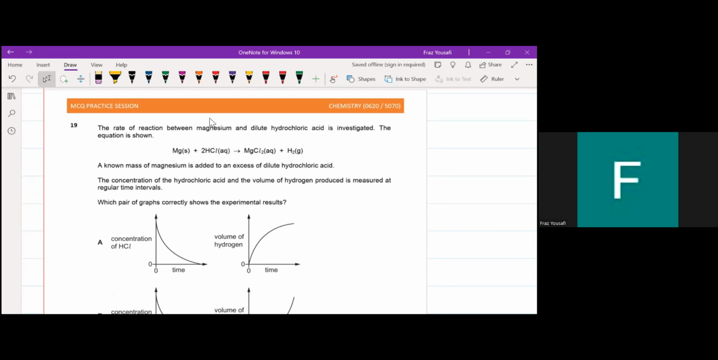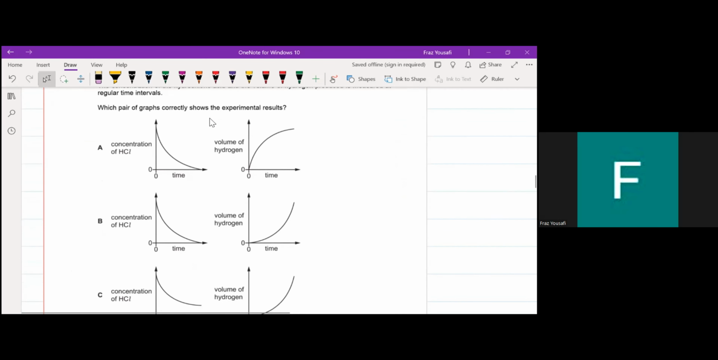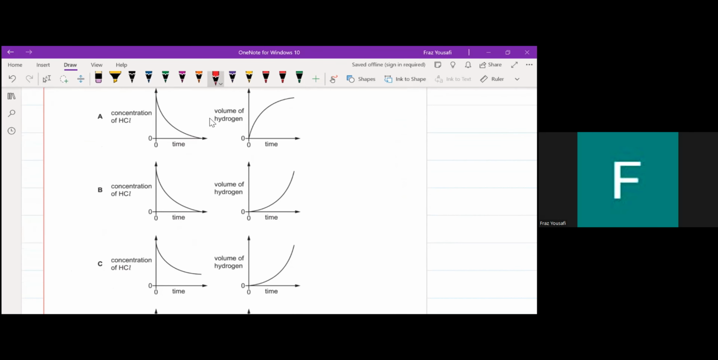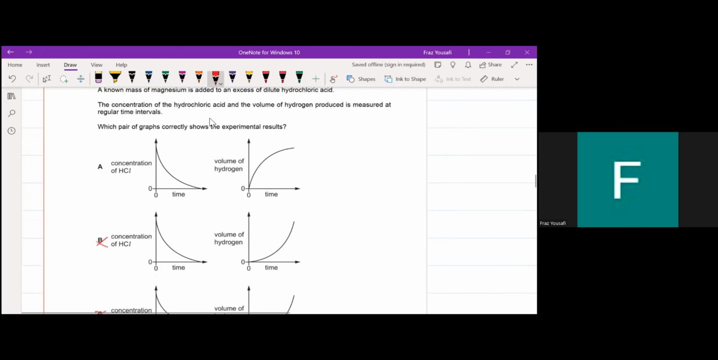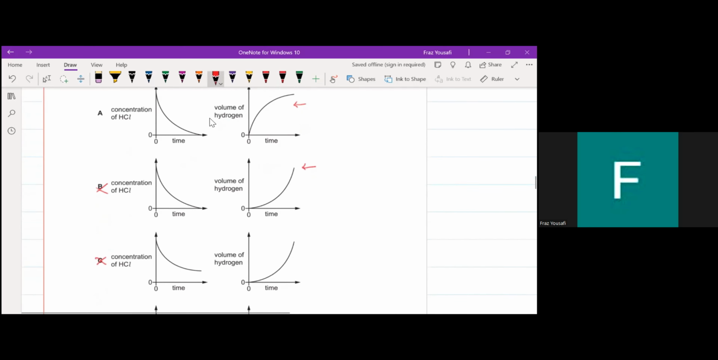Now, here's the idea. Obviously, the volume of hydrogen will increase and become constant over time. So what we can do is eliminate B and C because they're not showing that. They're showing a massive increase initially and then a gradual decline. That's not what happens. So I know that it's either got to be A or D.